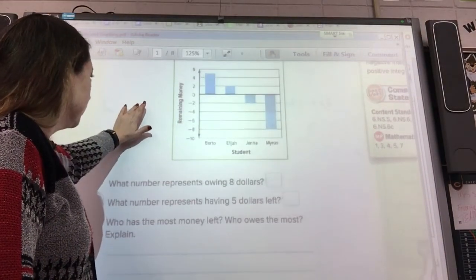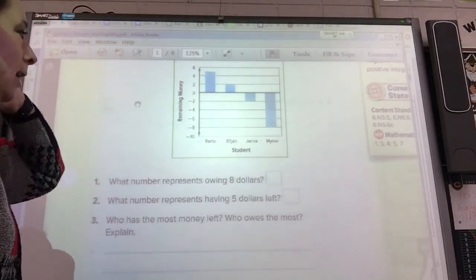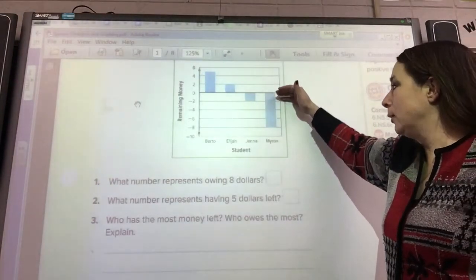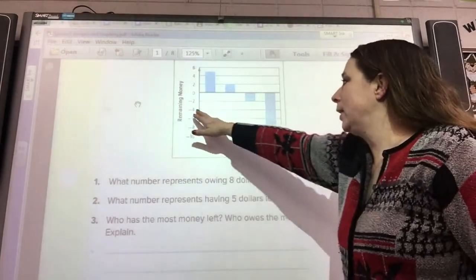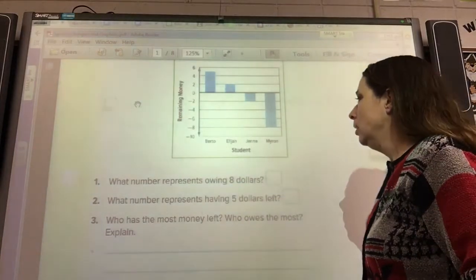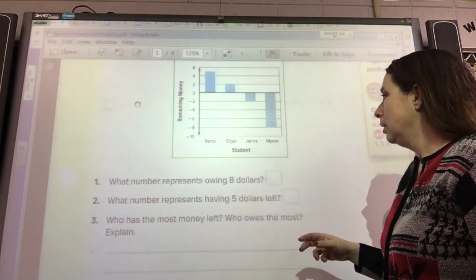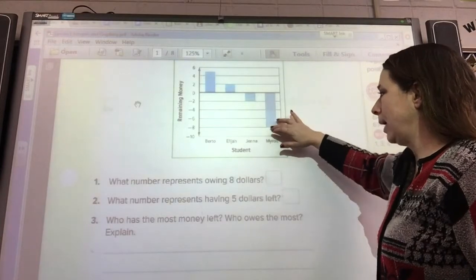Then it asks us, what number represents owing $8? Well, if we owe money, then we are below 0. Below 0, we owe money. So we've got over here, it says 0, then negative $2, 4, 6, 8, 10. So who owes $8? Myron. Myron's way down here.